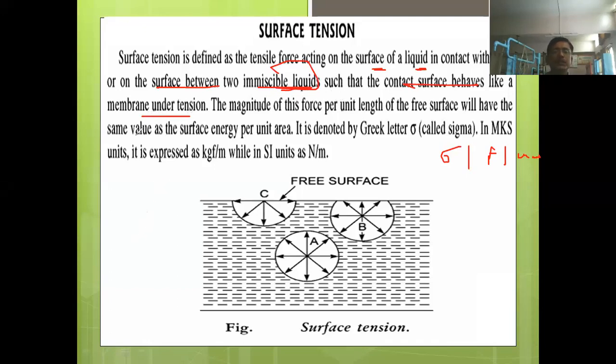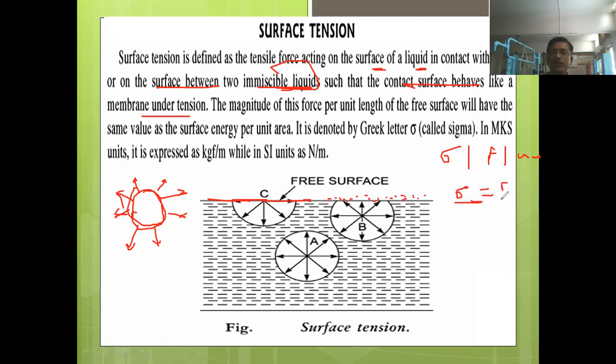So what is a membrane under tension? We have discussed. If we take any kind of circular shaped cloth, and pull it in all directions, or take rubber and pull it in all directions, then it will behave like a surface under tension. Such is the nature of the surface of any liquid. It behaves like a membrane under tension. Because of that, small objects and small insects can walk and float on the surface of water.